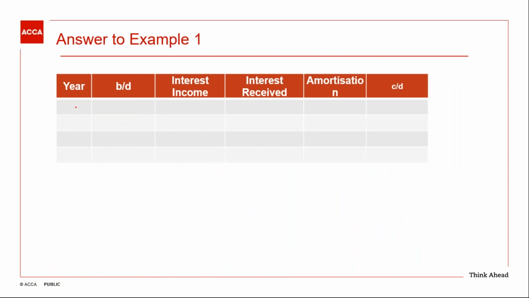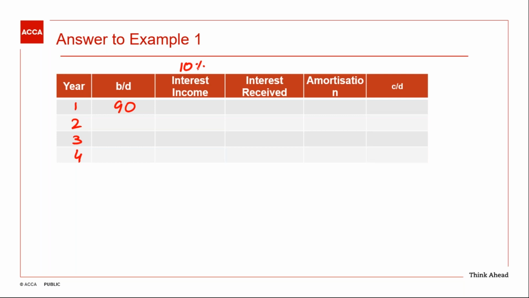The next thing is that we are going to prepare a table for the next 4 years where the brought down for the first year is going to be 90 million, which we have just recorded. And the interest income will always be the effective rate. The effective rate is going to be the value for the interest income.